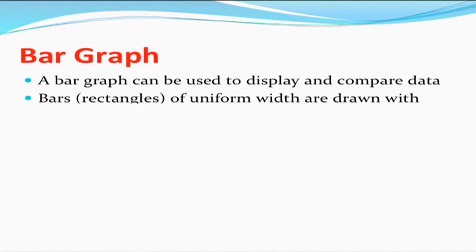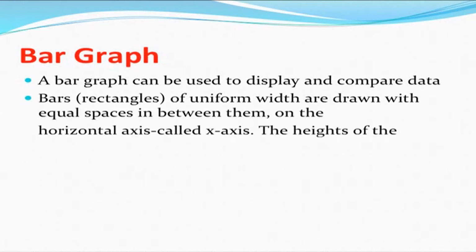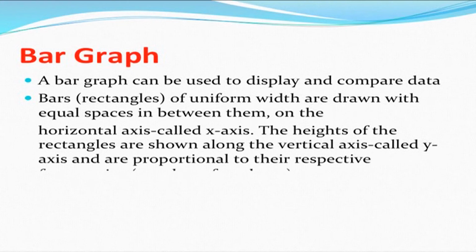Bars or rectangles of uniform width are drawn with equal space in between them. On the horizontal axis, we say x-axis, the heights of the rectangles are shown along the vertical axis called y-axis and are proportional to the respective frequencies, or say the number of students.